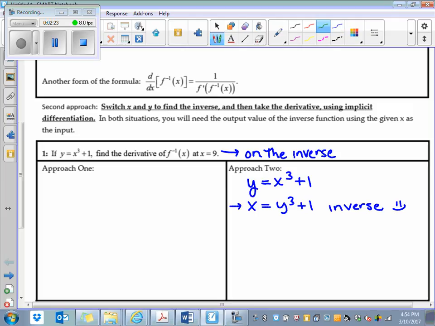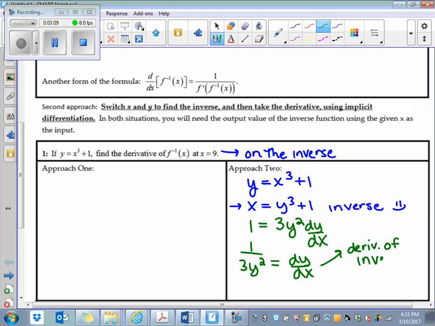I'm going to use it in a couple minutes to figure out the y that goes with an x of 9. But before I do that, I'm going to take the derivative with respect to x. The derivative of x with respect to x is 1. Derivative of y cubed with respect to x, 3y squared dy/dx. Yep, it's implicit yet again. And derivative of 1 is 0. So 1 over 3y squared equals dy/dx. No big deal. So that's the derivative of the inverse of f.